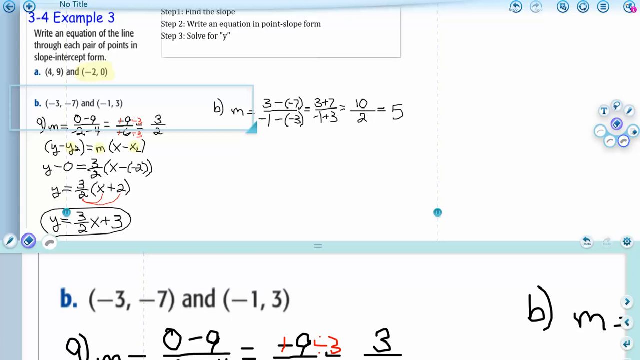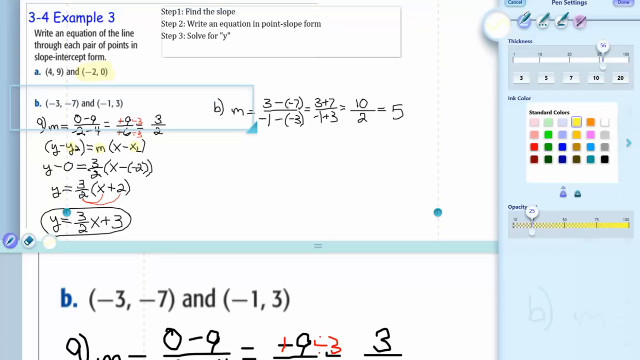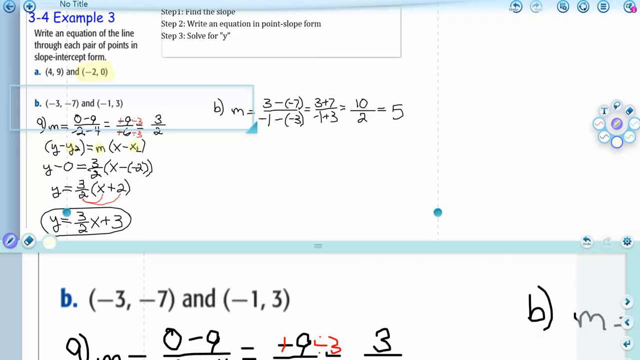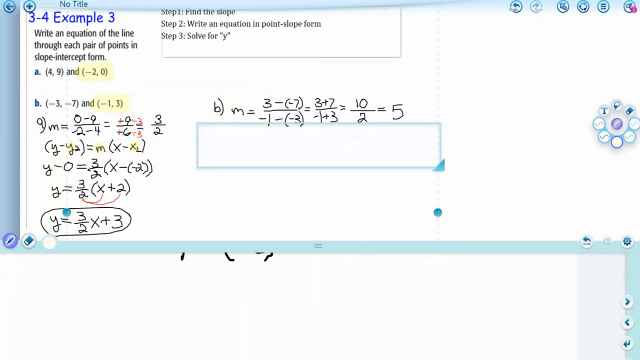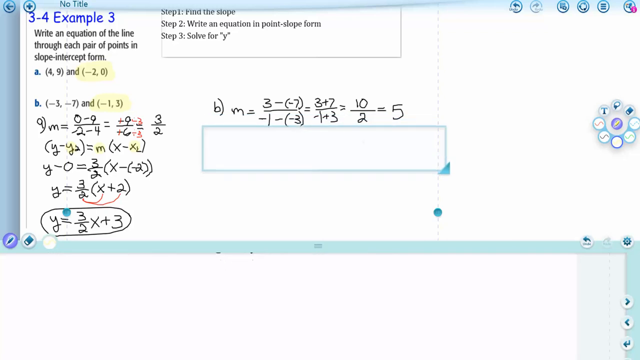If I have to choose one, which I do, what looks to be the easiest point to use would be this one right here, -1, 3. The numbers are easier, and there's only one negative to deal with. So anytime I get an opportunity to use a 0, I use it, and anytime I get an opportunity to use fewer negatives, I'm going to take that opportunity as well. So I'm going to use the point I highlighted, -1, 3, and my slope of 5 to write my equation.